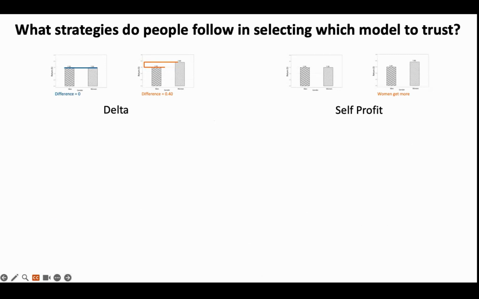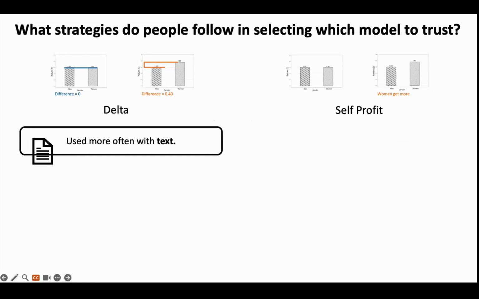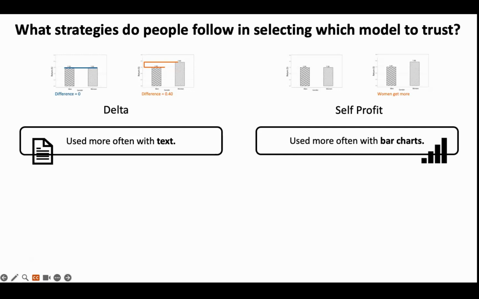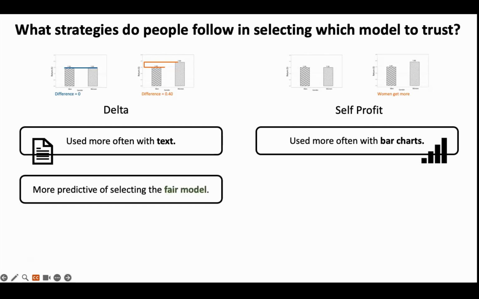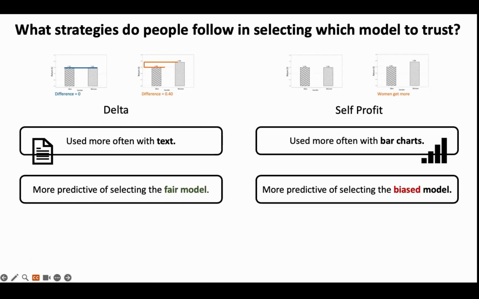And these two are actually the most prominent. And what you're seeing here is that people tend to use that delta strategy more often when they're confronted with text. And when they are looking at bar charts, they're more likely to look for the biggest bar and see, is that my gender or not? And then what also happened is that when people use that delta strategy to notice the difference in profit, they are more likely to choose the fair model. Whereas when they're looking at their own profit, they're more likely to choose the biased model because they'll always choose the one that makes themselves more money.